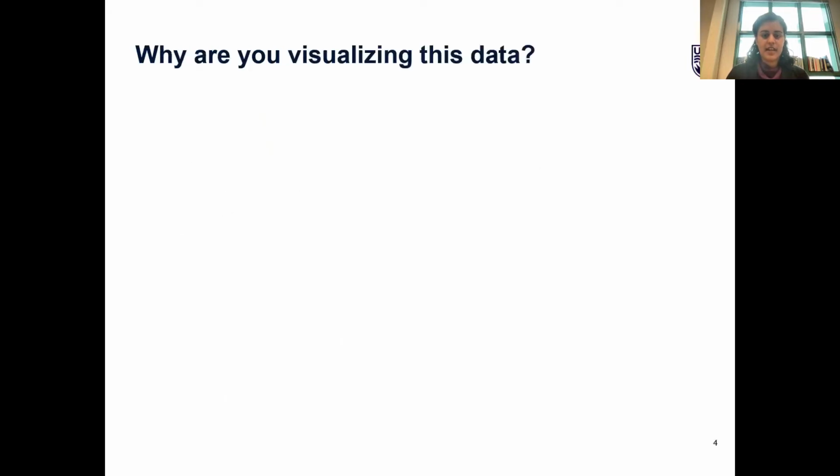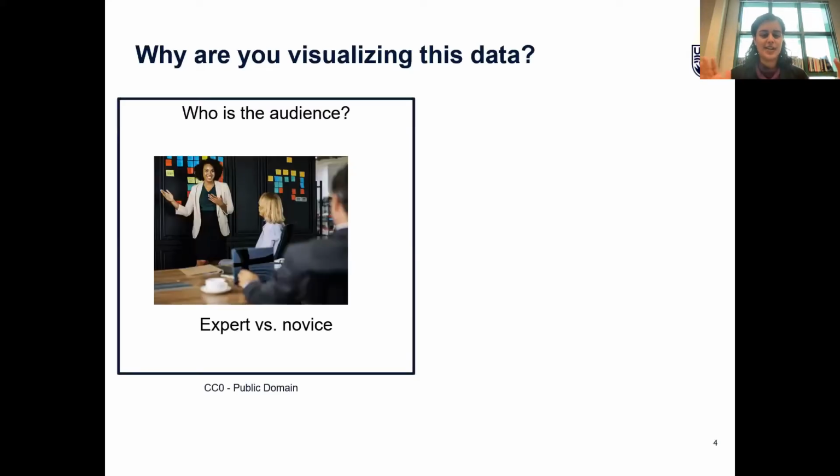So just diving right in, before we get started with principles and guidelines, we would really encourage you to think about why you're visualizing your data. So what is the story that you're trying to tell? Remember that as the person who is creating the figure, you are the one who is interpreting the data. You are the one who is responsible for trying to communicate that story to your audience.